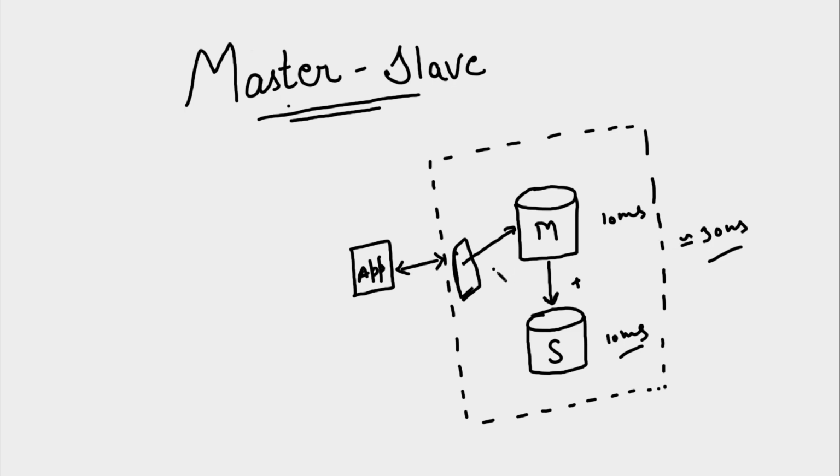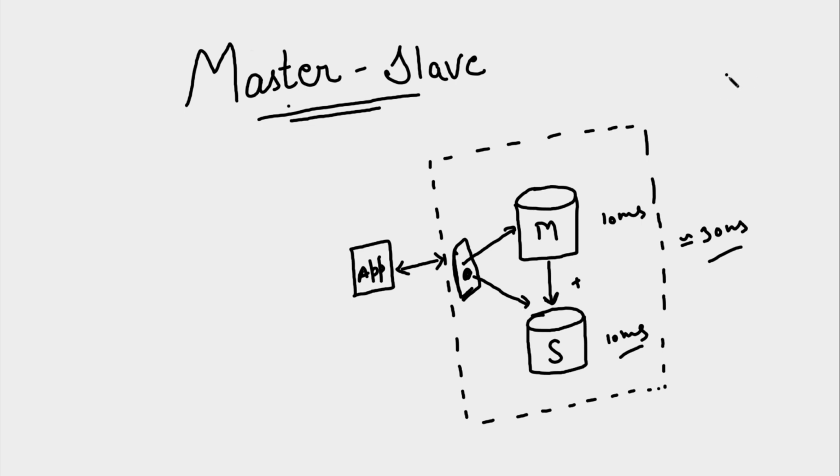Similarly, now consider the read request. If the application is sending a read request, then this particular logic will transfer that read request to the slave directly. In that case, the master will be offloaded because of that logic, and the only responsibility of the master is to serve write requests. The read requests will be served by the slave.